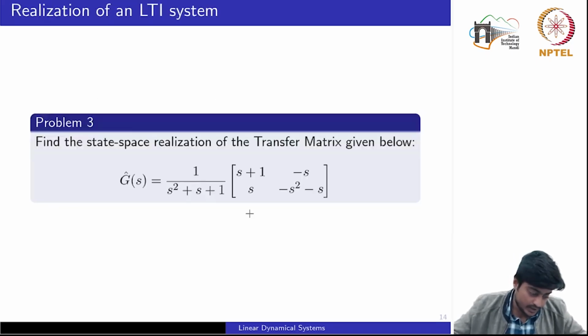So problem 3 deals with the state space realization of the transfer matrix. So here we have specified some transfer function matrix, which is a 2 by 2 system, meaning to say we have 2 inputs and 2 outputs. And the realization problem deals with this: given a transfer function, we need to see whether there exist these A, B, C, D matrices.